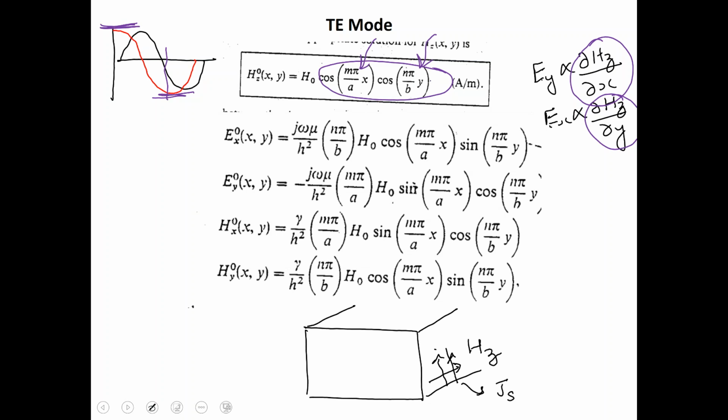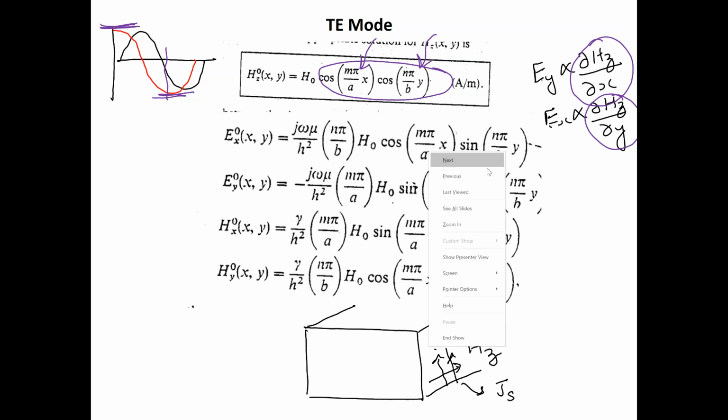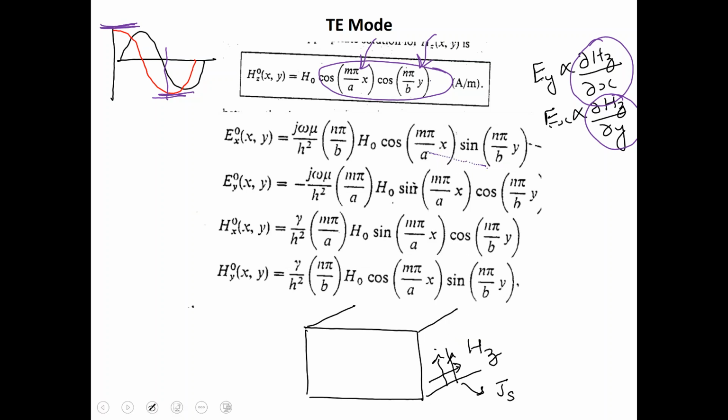So the magnetic field is going to take a value of cos and sine. Now if we take a look at the various components which are present, we have the Ex component. The Ex component is parallel to the bottom boundary and the top boundary and perpendicular to the side boundaries. So the Ex field is going to have a sine variation in y direction and a cos variation in x direction.